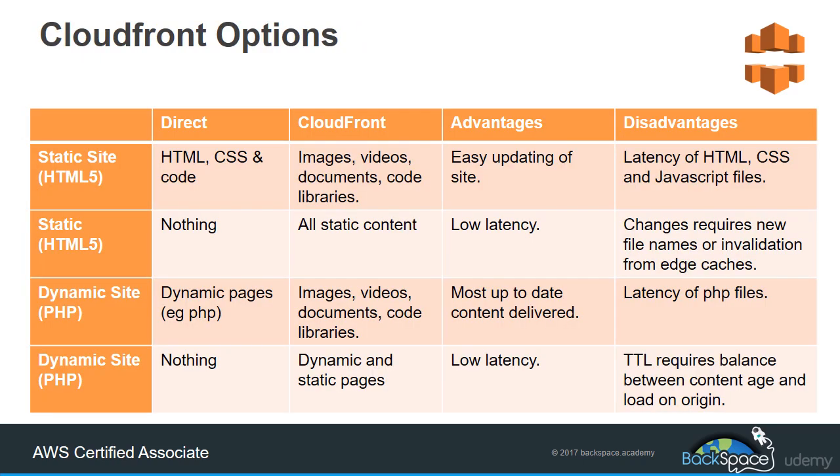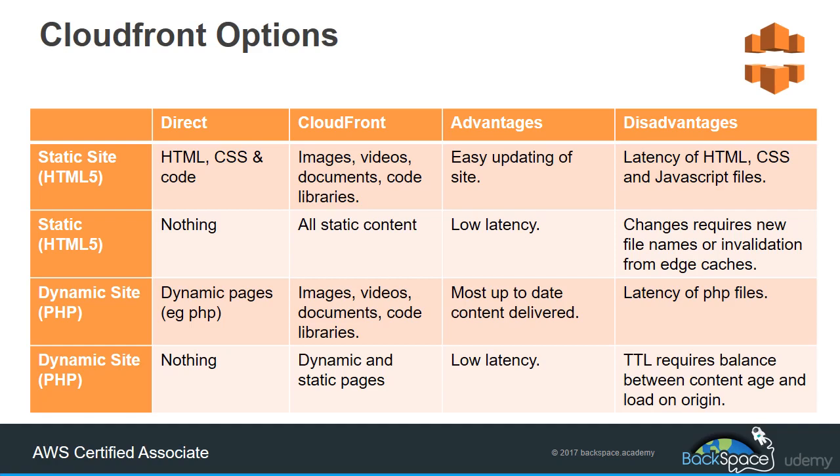So just finally, I just wanted to go through the options that are available from a strategy perspective of how we could use CloudFront for different scenarios. So the first thing there is we might have a static site, and that could be an HTML5 website that doesn't change, or it is not a dynamic site. So we could have our HTML, our CSS, and our code. We could have that located on, for example, an origin server on S3.